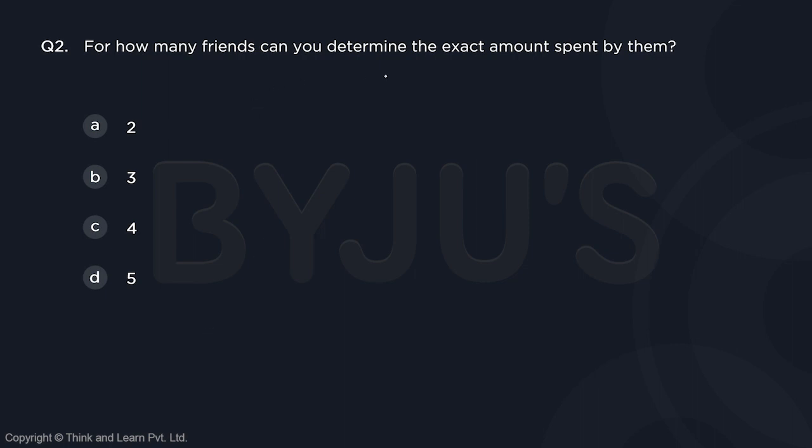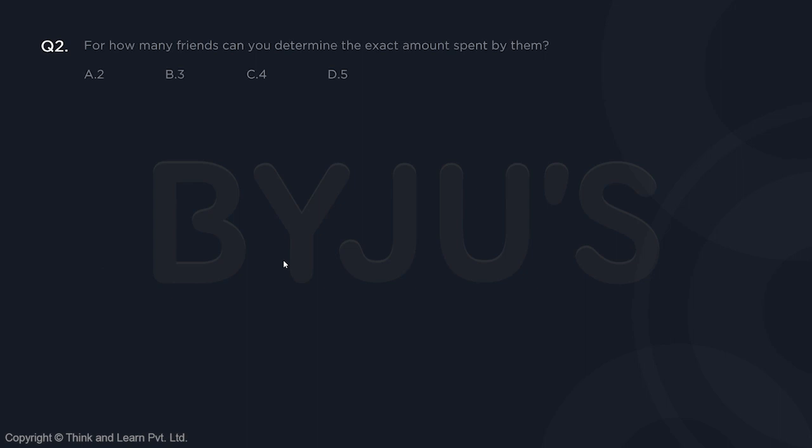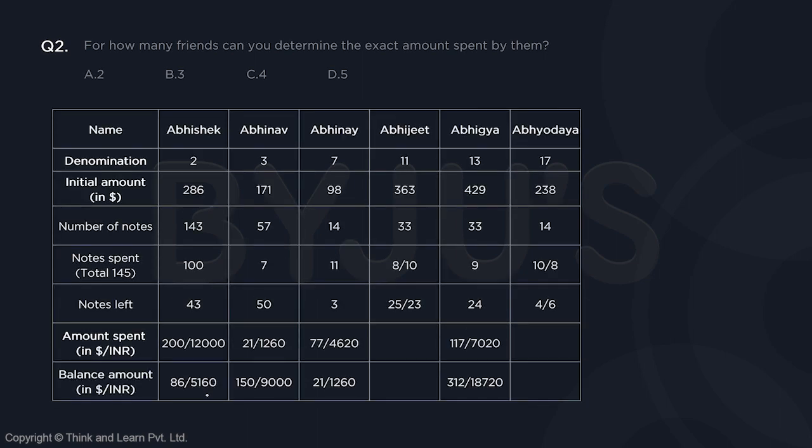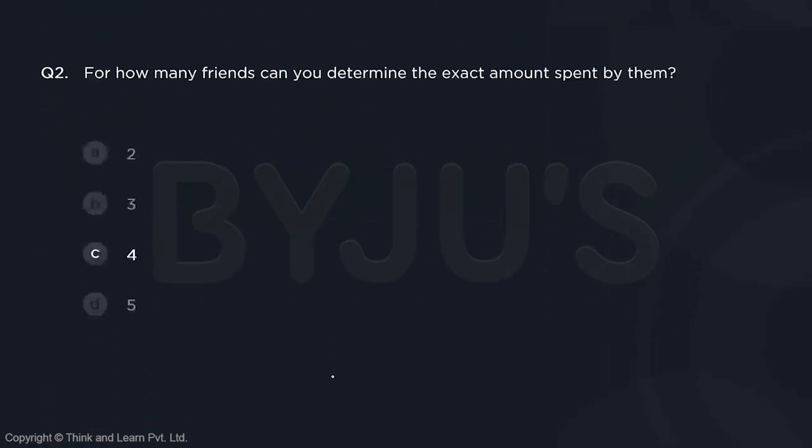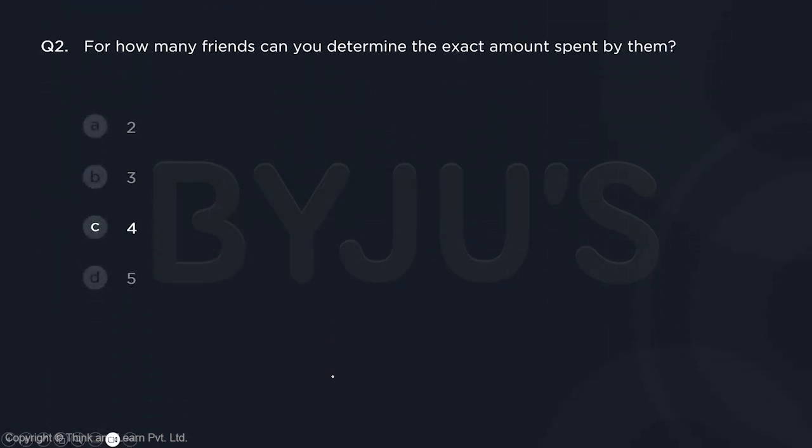For how many friends can you determine the exact amount spent by them? So can I say, I can exactly say that this is the amount spent by Abhishek, this is Abhinav, this is Abhinay, this is Abhigya. About these two people, I can't say anything. So my answer is 4 friends are there about which I can surely say what is the exact amount spent by them.